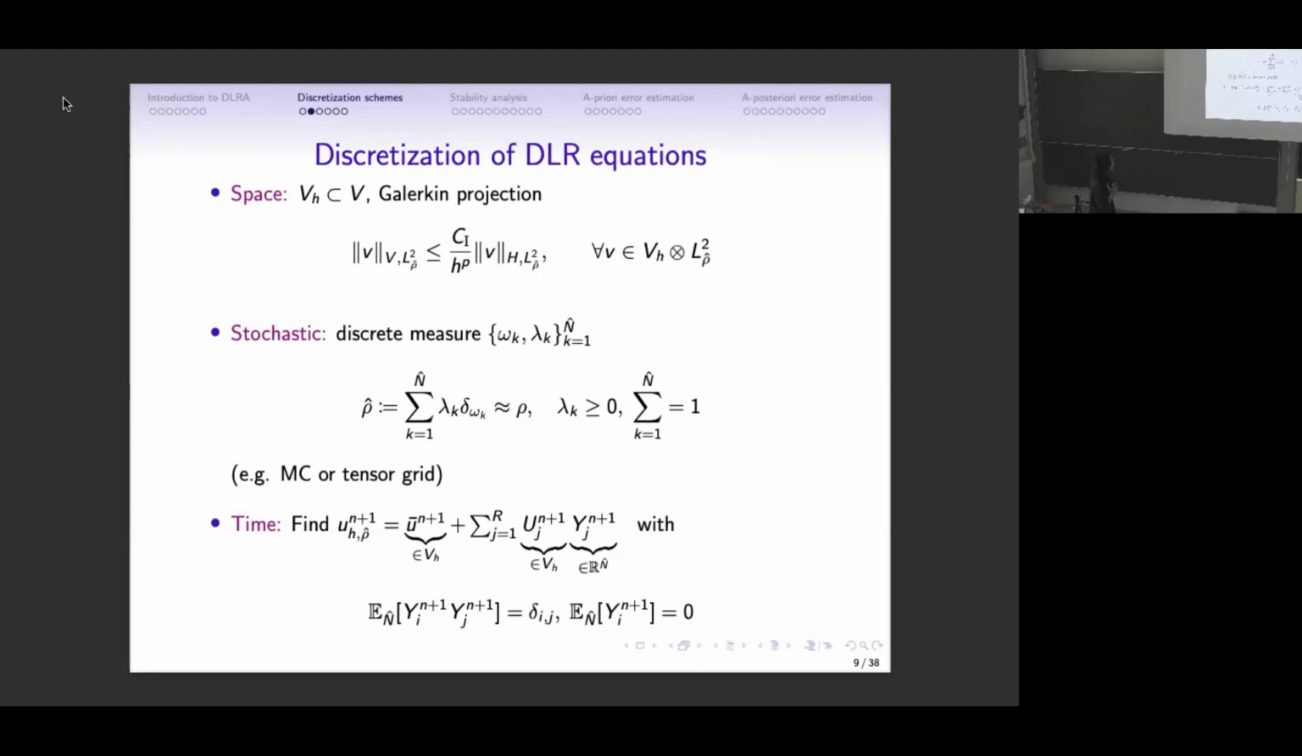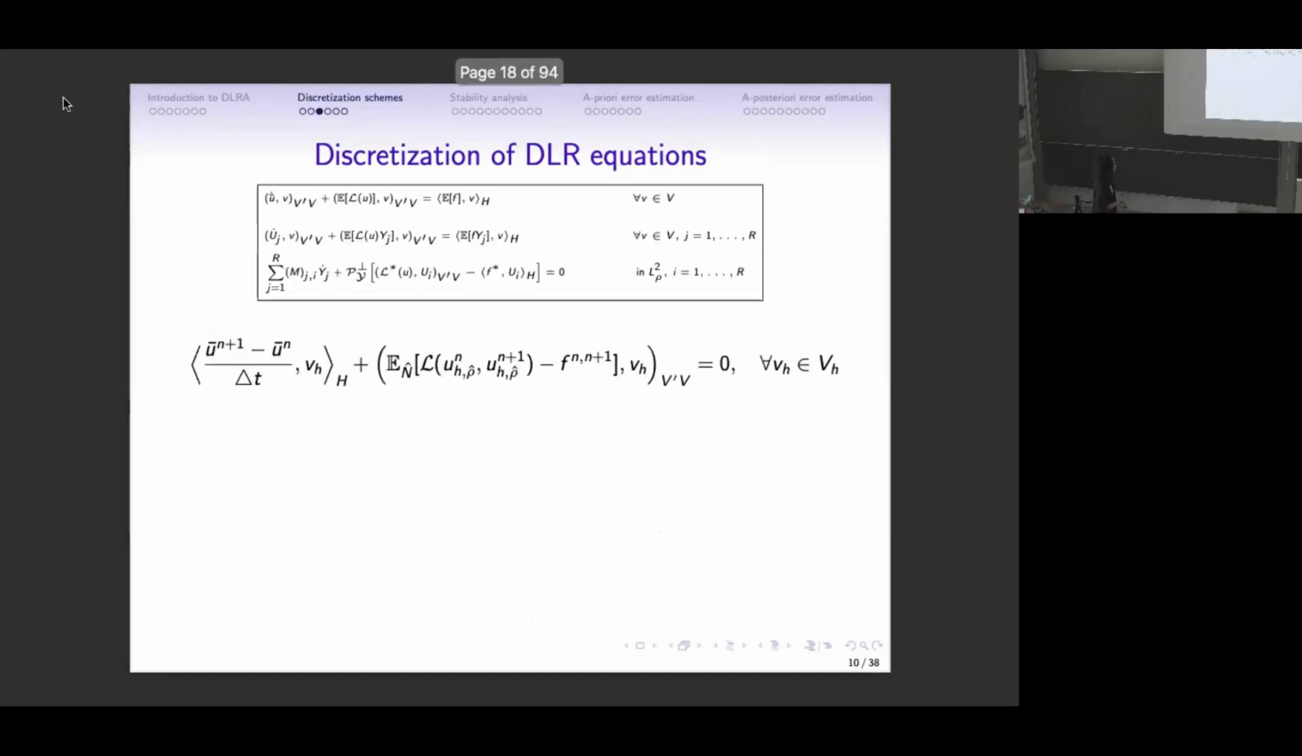And then the time discretization. So we are looking for a solution at the new time n+1, which is given by a new mean value, finite dimensional, and the new deterministic modes, finite dimensional, and the new stochastic modes, which when they are evaluated in these sample points here, are basically functions in R and hat. And then we have the discrete orthonormality conditions and discrete mean value. And the new solution is obtained by this scheme.